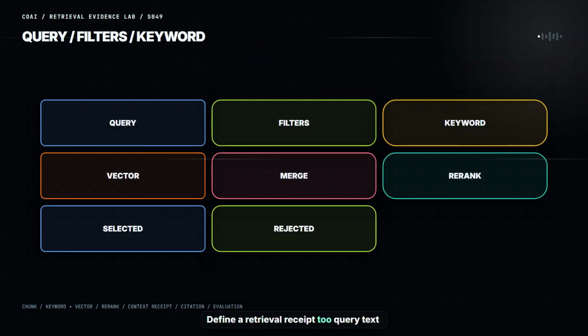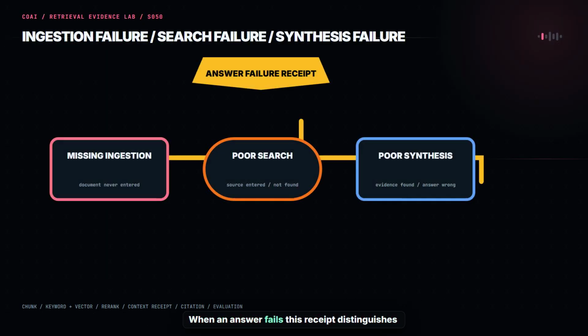Define a retrieval receipt too. Query text, filters, keyword candidates, vector candidates, merge scores, re-ranker version, selected passages, and rejected reasons. When an answer fails, this receipt distinguishes missing ingestion from poor search and poor synthesis.